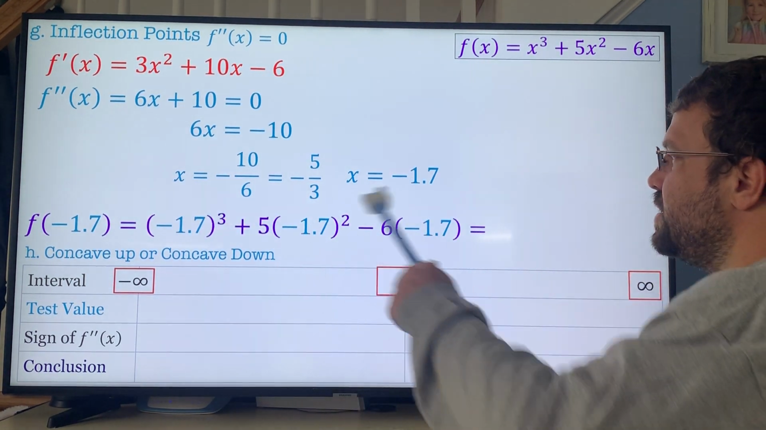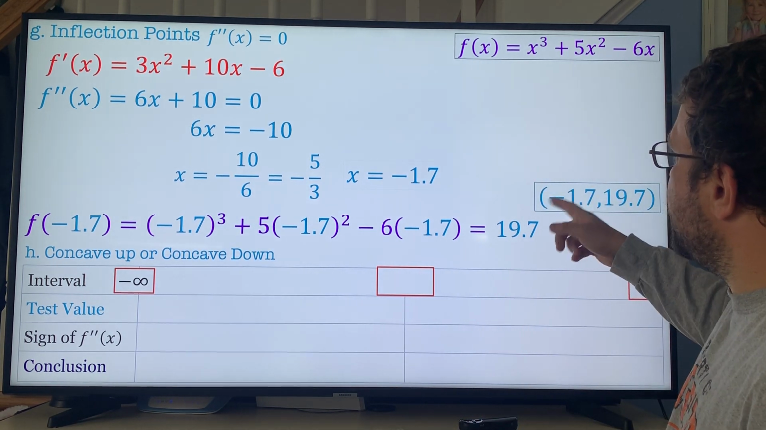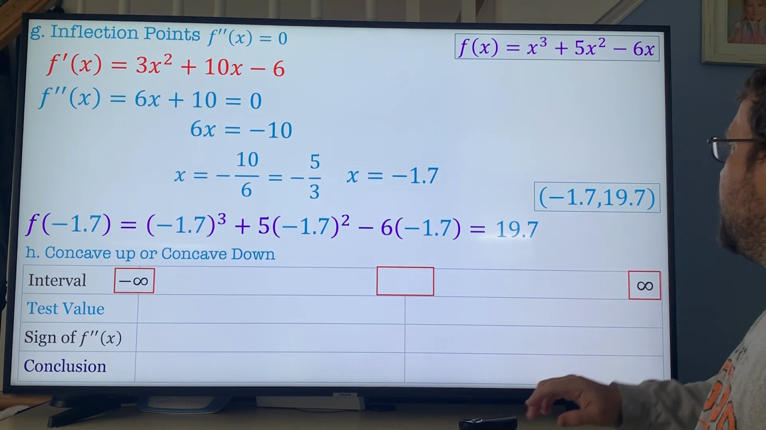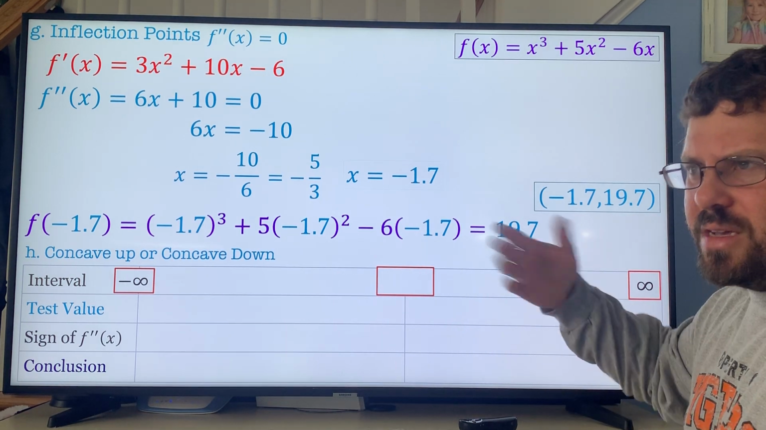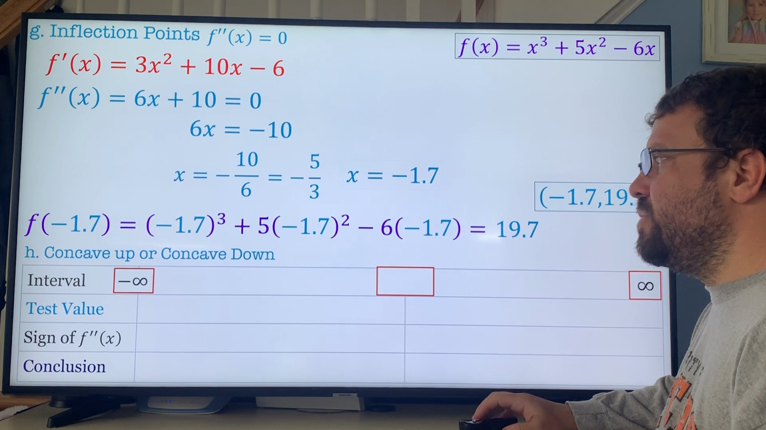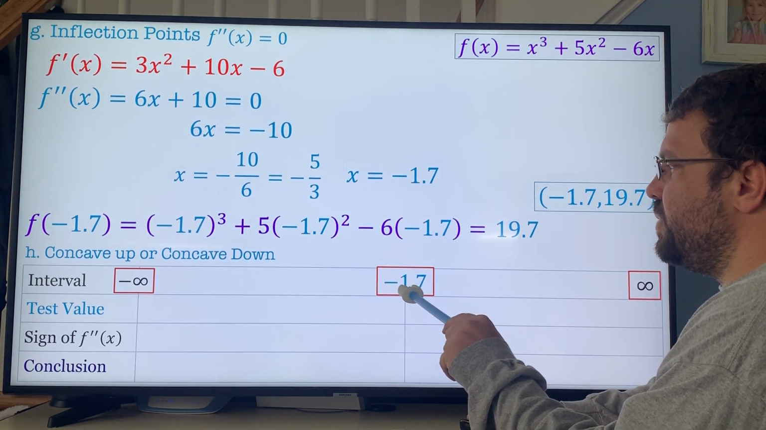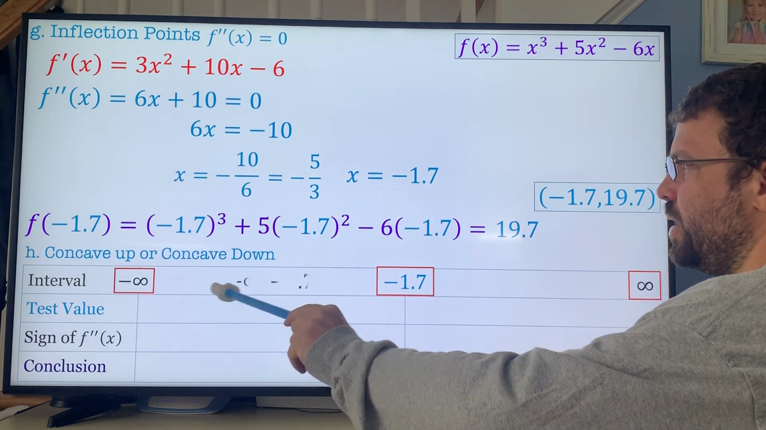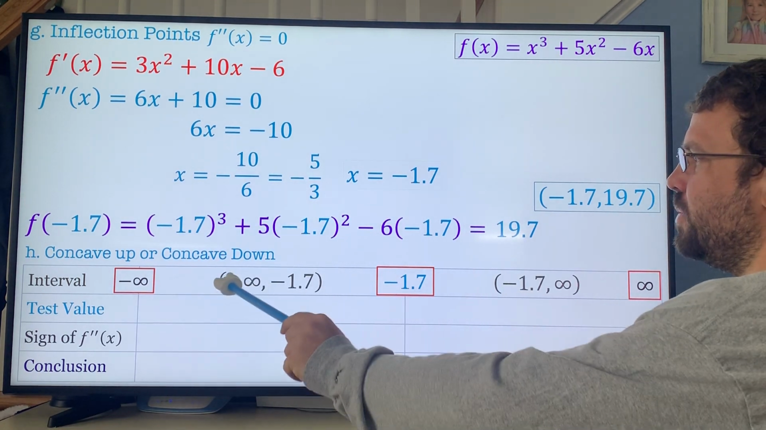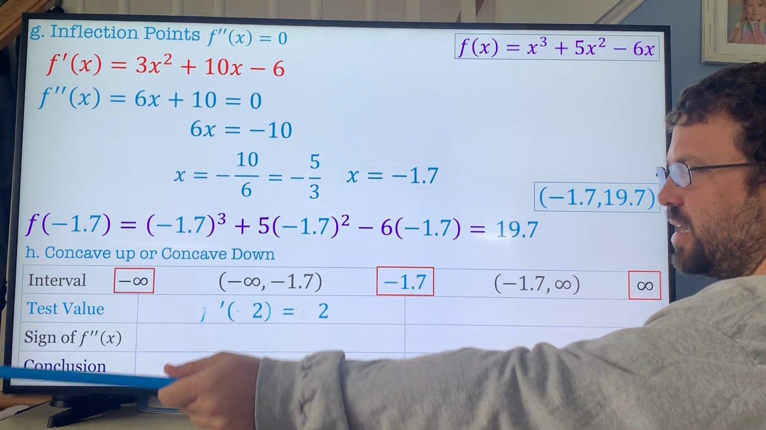All right, type that into your equation. You get about 19.7. So our point is -5/3 or -1.7, 19.7. I just rounded to the tenth because you can't really see a hundredth on a graph anyway, so it makes it easier. Take the answer, -1.7, and plug it in here. Interval, interval. Pick a number between these two that is not -1 or 0. That's on this side. It's like -2.